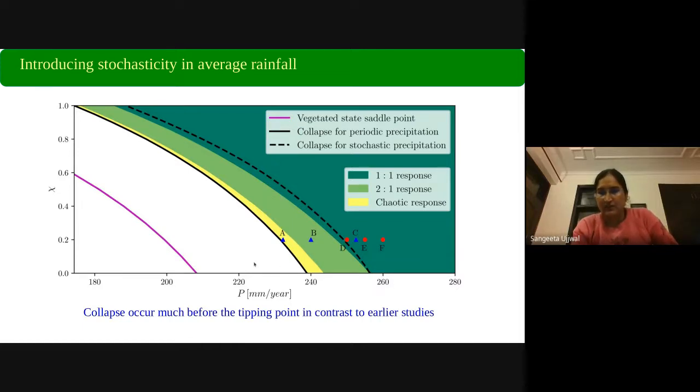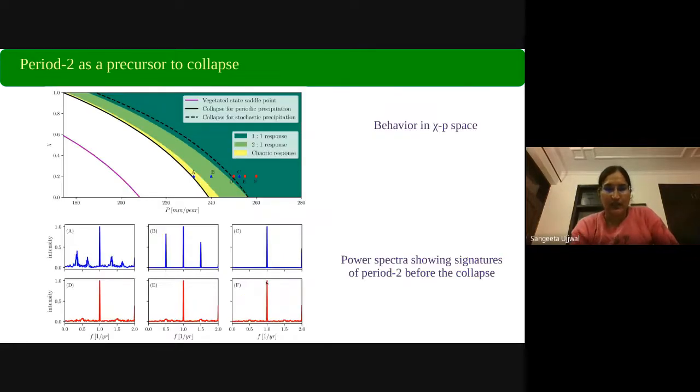And then we have taken some points here to see how the power spectra look before the collapse in each case. And in each case, we found that at some point the signature is very weak, but there is always some evidence of period 2 before the collapse. So period 2 can be regarded as a precursor to the collapse of vegetation to the bare soil.